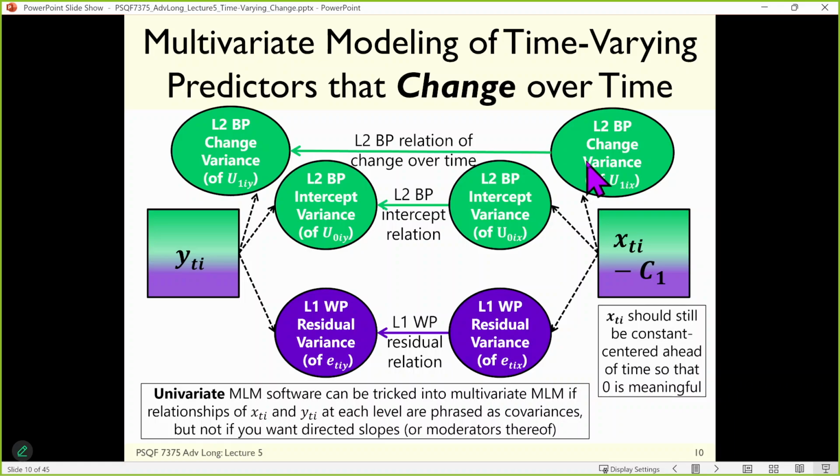The same is true for this new thing here. This circle right here where my pink mouse is, that's the thing that person mean centering cannot give you. This is the idea that X itself contains individual differences in change over time, and that is a variable that you can then relate to individual differences in change in Y, or the intercepts, or other things, however you want.